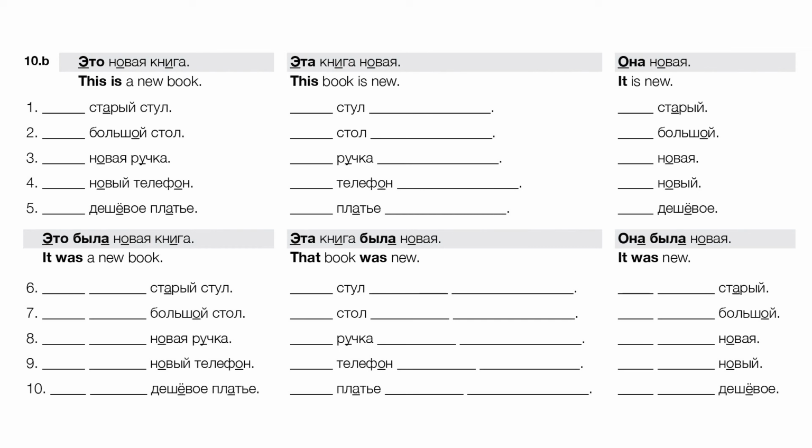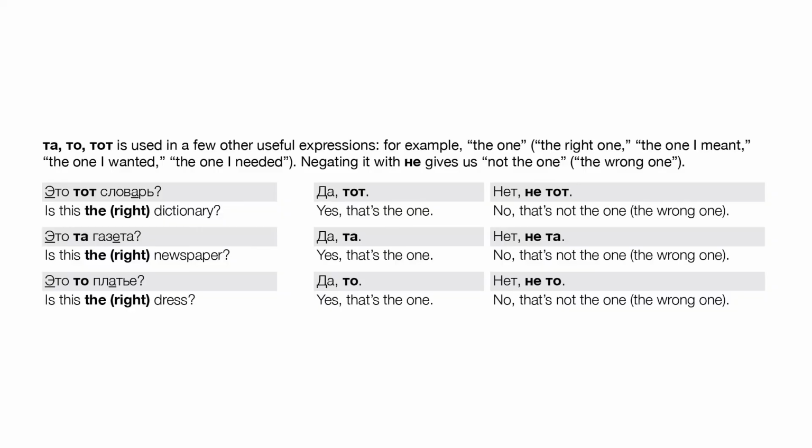Okay, we can wrap up today's lesson with a few other expressions that are formed off of these demonstratives, especially тот. So тот means that one, emphatically that, but it can also mean like the one we've been talking about, or even the right one, the one we want, the one we talked about, the one I needed, that kind of thing, the right one. For example, это тот словарь, okay, literally, is this that dictionary? Kind of in the sense of, is this the dictionary? Is this the right dictionary? Is this the dictionary you talked about? That kind of idea. Да, тот, yep, that's it, that's the one.